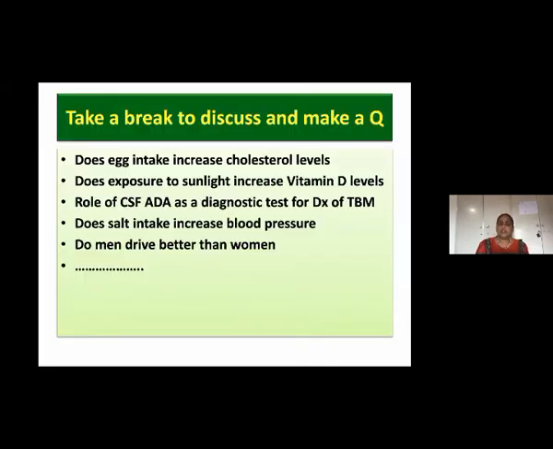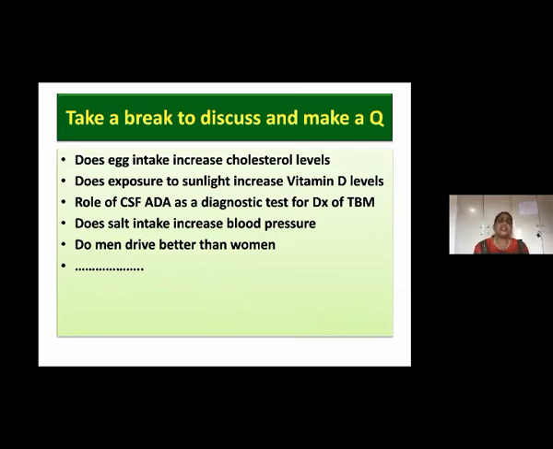So in your own minds, you can take time and you can write out these 4 or 5 things as a personal exercise. Does eating egg increase cholesterol? If you want to plan a study, how will you write its research question? How will you write its hypothesis? Does exposure to sunlight increase vitamin D levels? Does CSF ADA as a diagnostic test for tuberculosis, how good is it? Does increasing salt increase the blood pressure? Do men drive better than women?